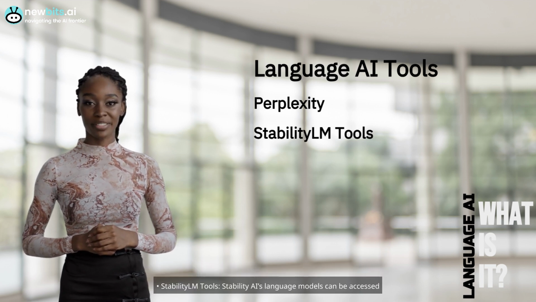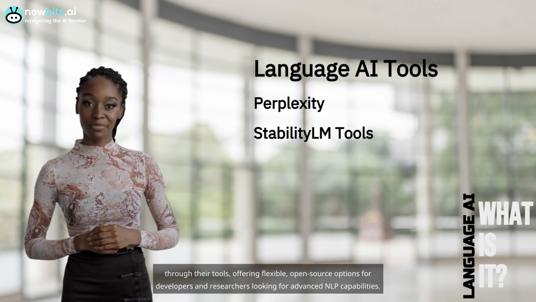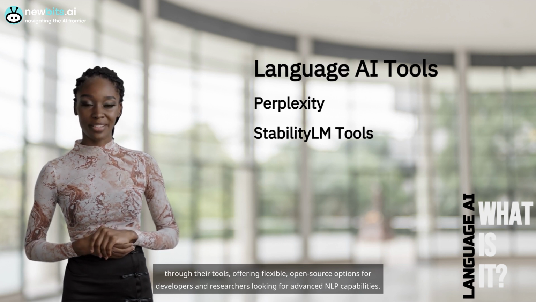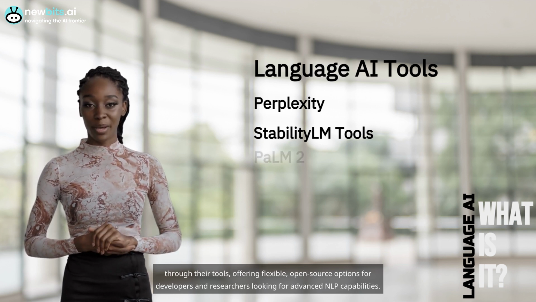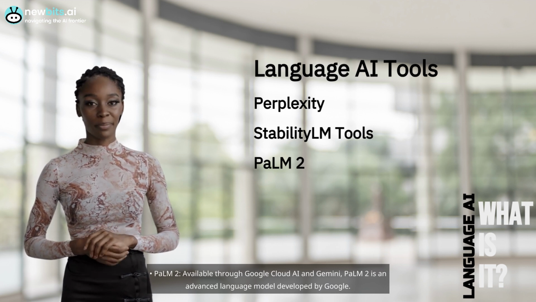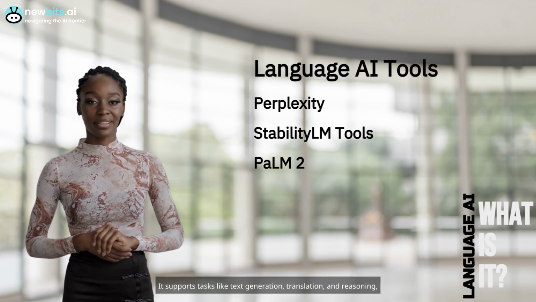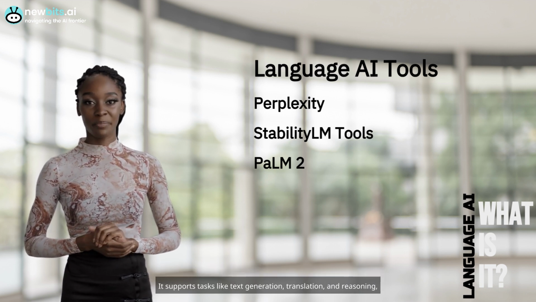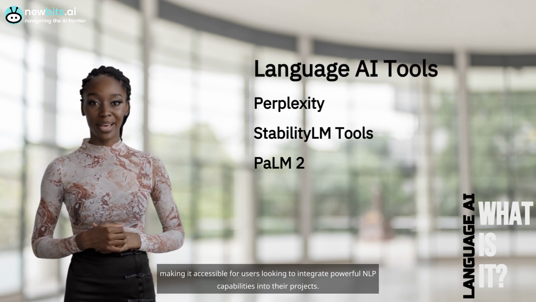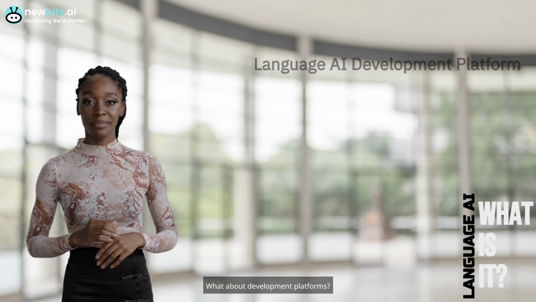StabilityLM tools. Stability AI's language models can be accessed through their tools, offering flexible, open-source options for developers and researchers looking for advanced NLP capabilities. PaLM 2. Available through Google Cloud AI and Gemini, PaLM 2 is an advanced language model developed by Google. It supports tasks like text generation, translation, and reasoning, making it accessible for users looking to integrate powerful NLP capabilities into their projects. What about development platforms?